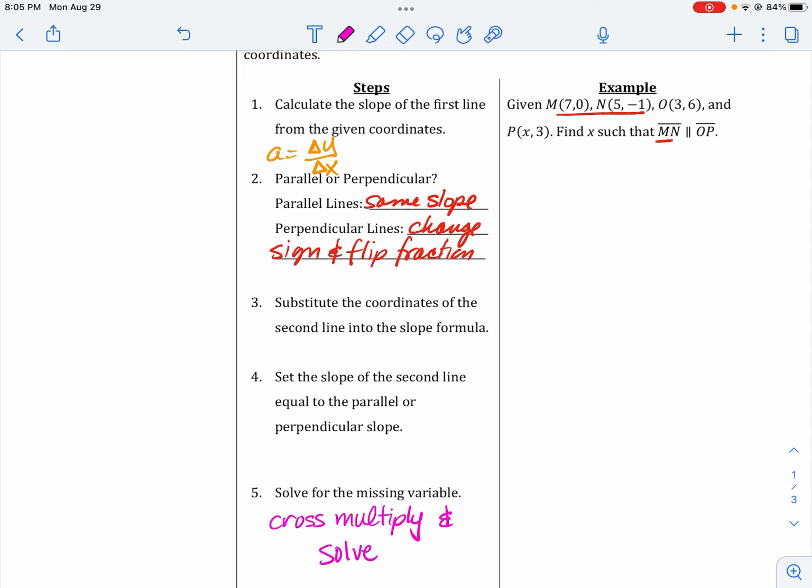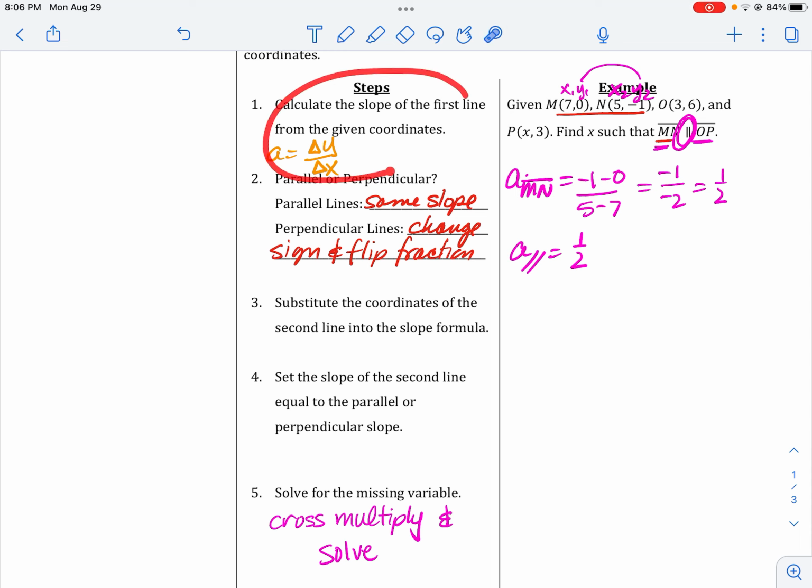So I have two lines. I have line MN and line OP. Notice that I want them to be parallel. That means I need my slopes to be the same. So when I find the slope of MN, label our points x1, y1, x2, y2. That's negative 1 minus 0 over 5 minus 7. That's negative 1 over negative 2. That's 1 over 2. So parallel slope is 1 over 2. So far, we found the slope from the first one, and we determined that we need that slope.